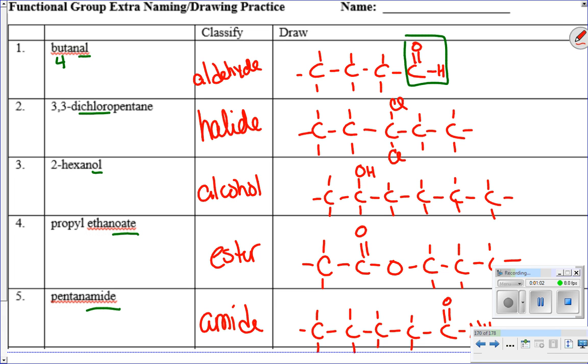For my halide, they're telling me I need 2 chlorines. Di means 2 chlorines. And those chlorines are going to go on carbon 3. I have a 5-carbon chain since that's a pentane base to it.